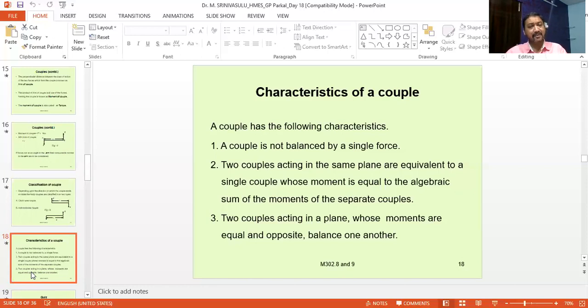Couple means again two forces. So the first point is that a couple is not balanced by a single force. It is not possible to balance a couple by a single force.